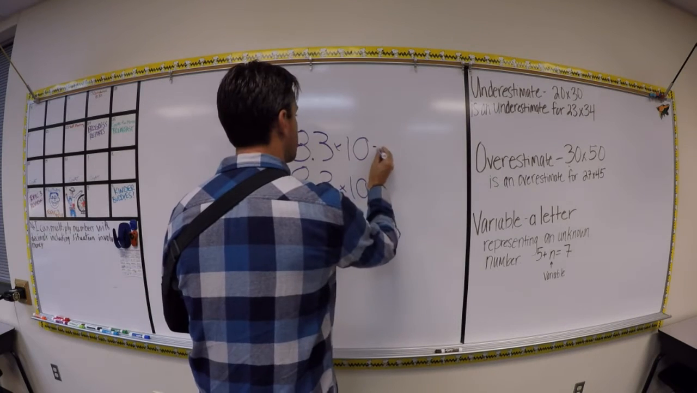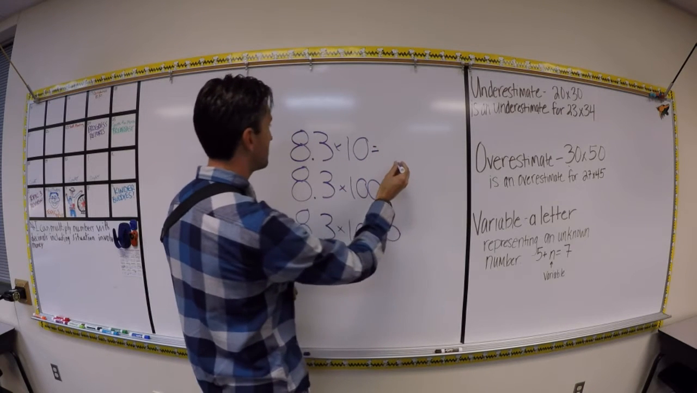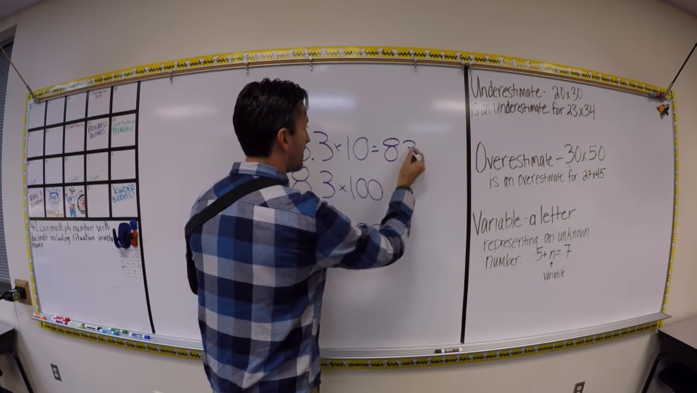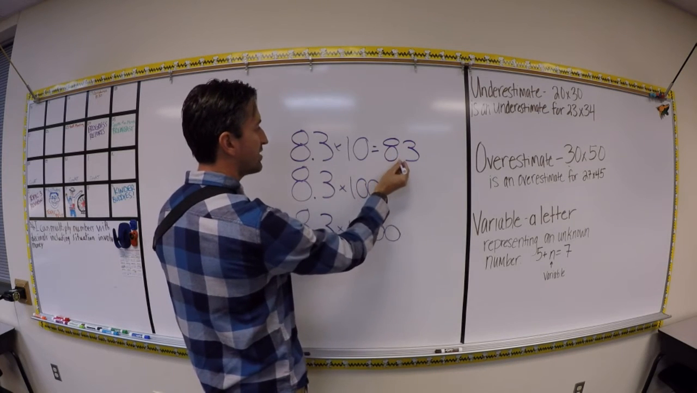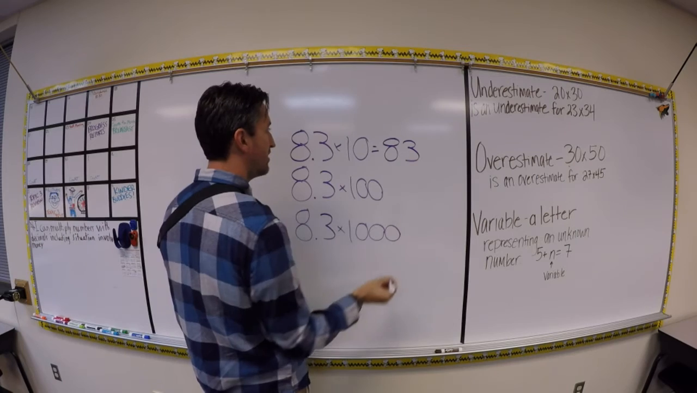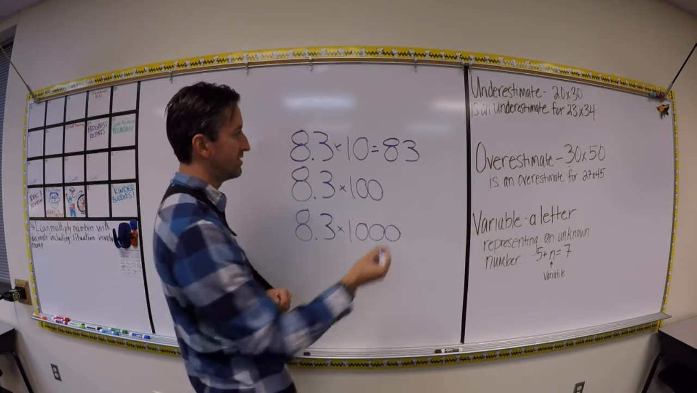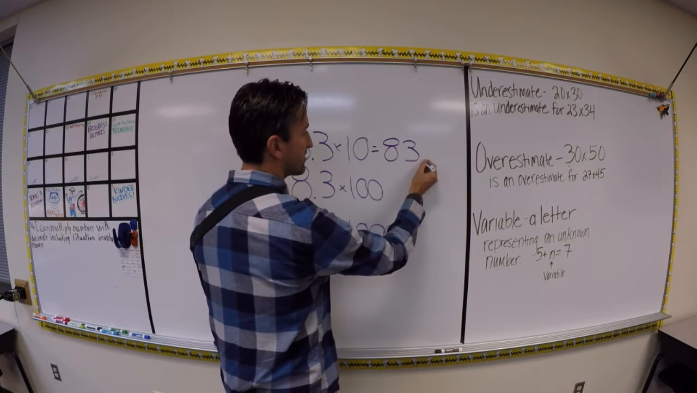So that would look like this. 8 and 3/10 times 10 is going to be 83. You can see that decimal was here. Now it moved to over here. We don't have to write in a decimal on our whole numbers. We know where they're at. Whenever it's a whole number, our decimal is always going to be right there.